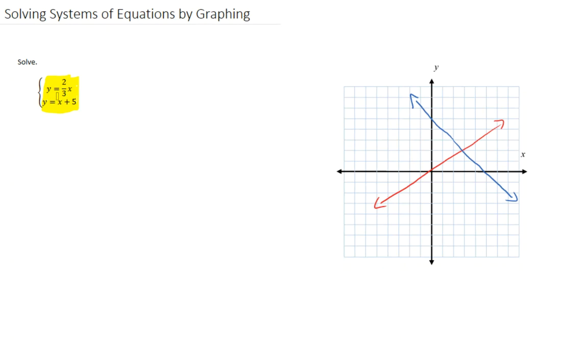So the idea is that with either one of these equations, so with this first equation, there are infinitely many ordered pairs, or infinitely many x and y coordinates, that will make this equation true. The same thing with the second equation. There are infinitely many x and y coordinates that will make this equation true if I plug them in for the x and for the y.